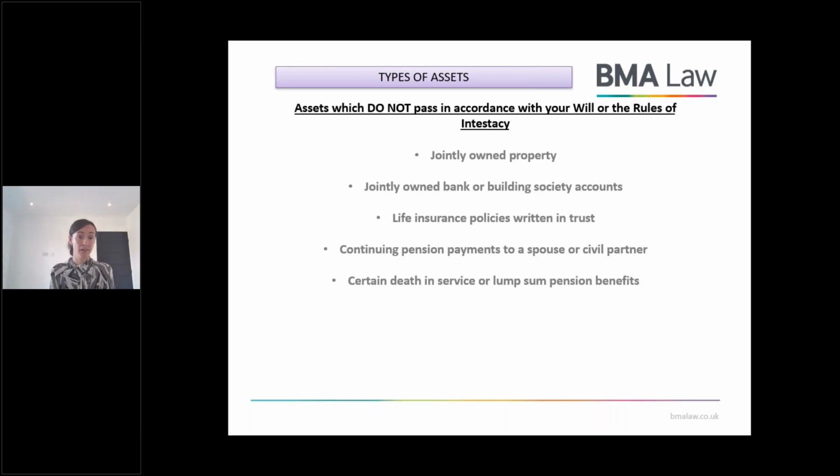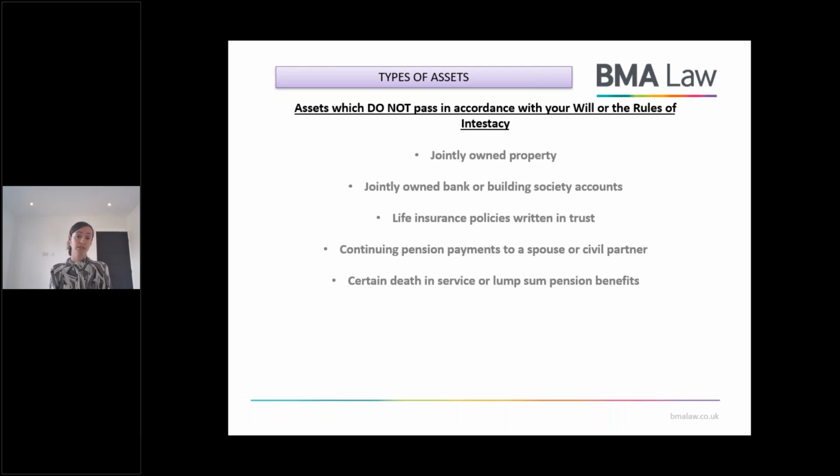We also have jointly owned bank or building society accounts, which are generally owned under a joint tenancy. Therefore, when a person dies, their interest in the account automatically passes to the surviving joint account holder, and they would be able to access the account immediately, and the banks or building societies would simply update the account by accepting a death certificate and registering it.